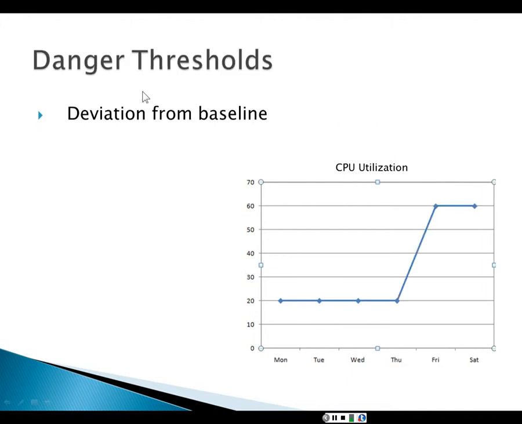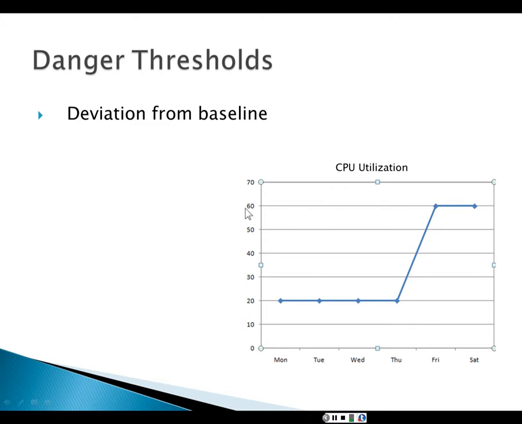Now, a danger threshold is deviation from the baseline. If I told you that this virtual machine is running at 60% utilization, you might say, well, there's nothing to worry about because the danger threshold is 85% and this is only 60%. But if I tell you it's been running at 20% for the last several months, and then one day in a 24-hour period, the CPU utilization tripled, something's got to be wrong. This is called a danger threshold as a deviation from the baseline.